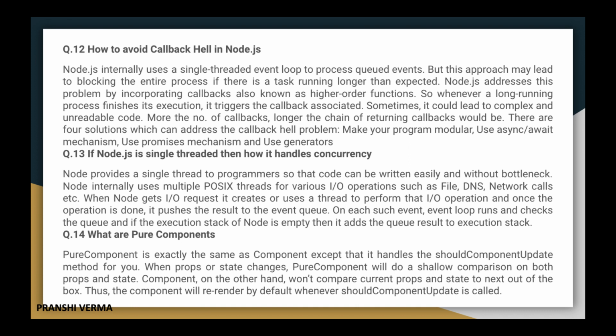It occurs when there are nested callbacks that are difficult to read, debug, and maintain. Fortunately, there are several techniques that can be used to avoid this problem. Use promises. Promises provide a cleaner way to handle asynchronous operations. They allow you to chain multiple asynchronous operations together and handle errors in a more structured way. Promises can be used with built-in Node.js modules or with third-party libraries.